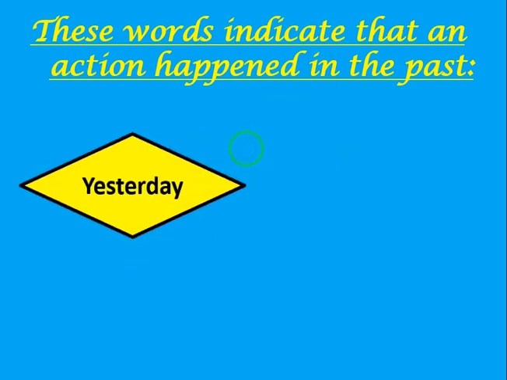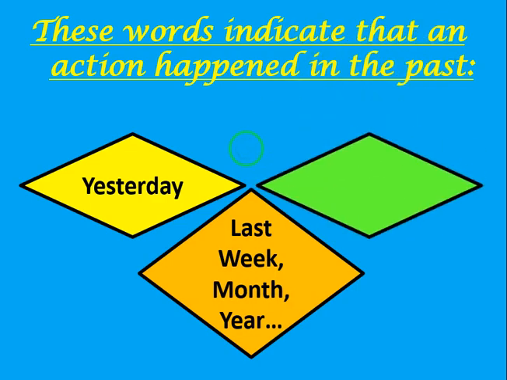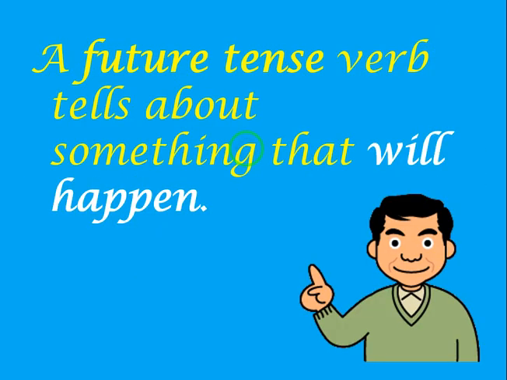Those words indicate that an action happened in the past. They are time words or clue words: yesterday, last week, last month, last year, or ago. When you see any of these time words, this means that the action is in the past.